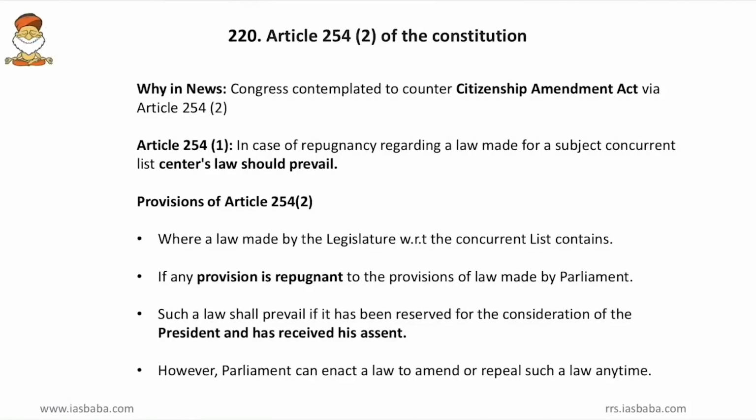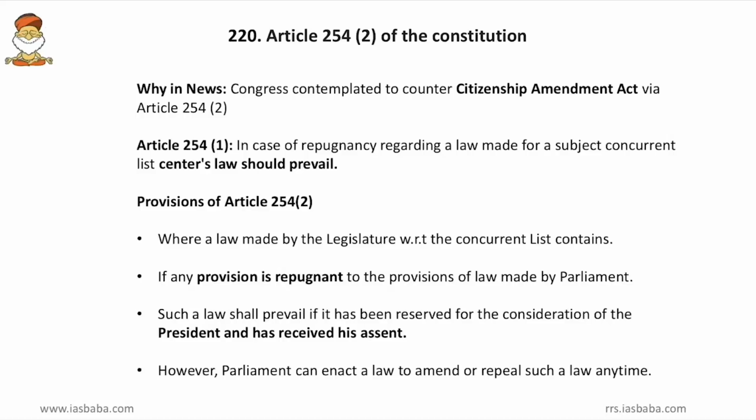Then, coming to the next, Article 254 Clause 2 of the Constitution. So, why was it in the news, friends? Because Congress contemplated countering the Citizenship Amendment Act via Article 254 Clause 2. So, what does this article provide when the Congress is countering a law of the Union government? We will begin with Article 254 Clause 1 first.